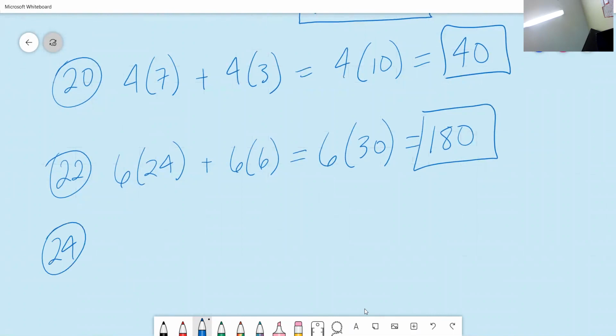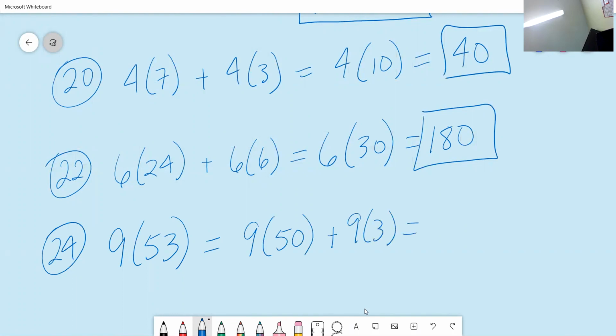Okay. So number 24 tells us 9 times 53. So again, in this case, it's better to separate it out. You know that this is just 9 times 50 plus 9 times 3. Well, 9 times 50, again, you know 9 times 5 is 45. Throw that 0 in the end, gives you 450. And 9 times 3 is 27. 450 plus 27 is 477.